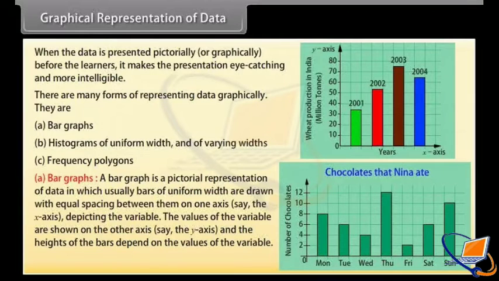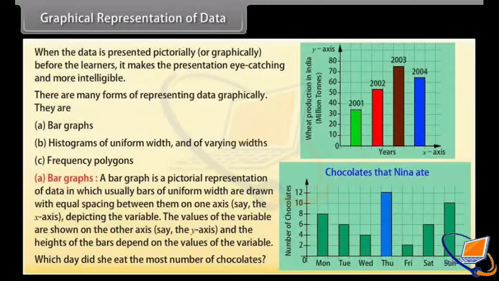Observe this bar graph. This represents the number of chocolates that Nina ate last week. Now can you tell which day did she eat the most number of chocolates? We can see that on Thursday she ate the most number of chocolates.